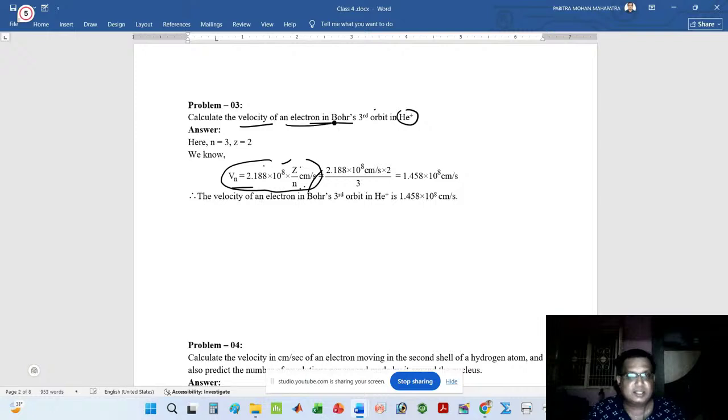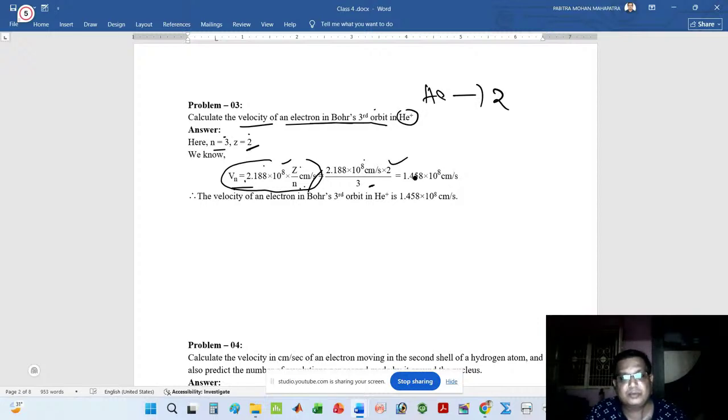From the question it is seen that Bohr's third orbit is given, so the value of n is equal to 3. Since the He+ ion is given, we know the atomic number of hydrogen is 1 and helium is 2, so the Z value is 2. Now put the values of n and Z in this equation. Vn is equal to 2.188 into 10 to the 8 cm per second into 2 divided by 3.